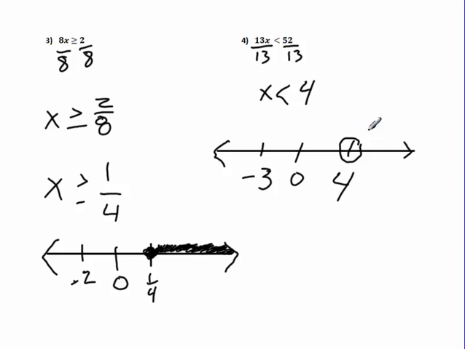Now, do I shade to the left or to the right? Do I shade over here or do I shade over here? Again, I'm going to plug 0 in for x, and ask myself, is 0 less than 4? Well, sure it is. Yeah, 0 is less than 4, so I can shade to the left.